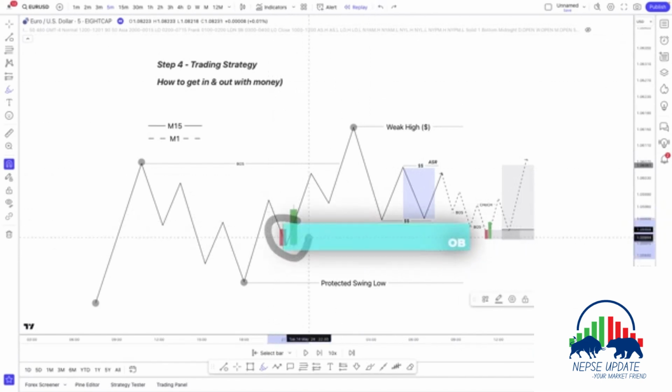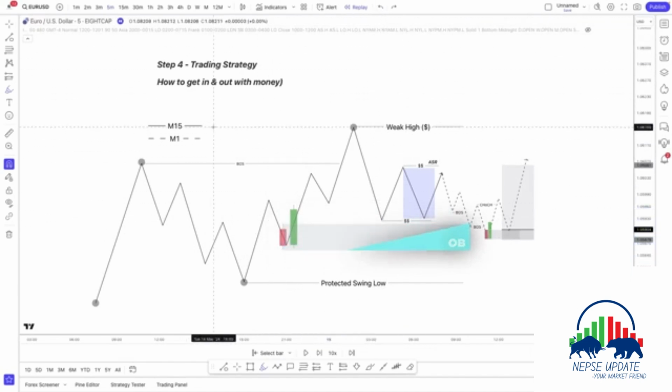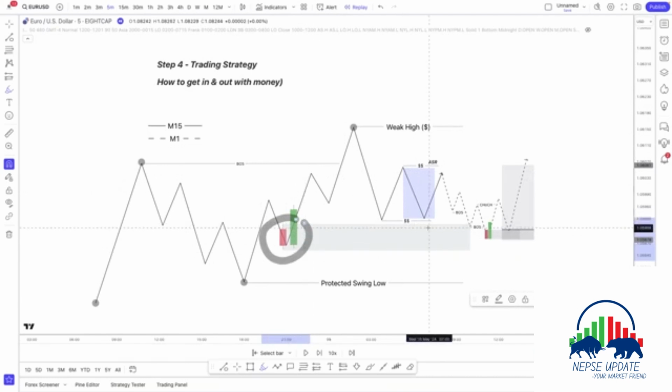The area in which we expect there to be a large amount of orders sitting inside of. So step number 1, we're bullish. Step number 2, we identified our liquidity. Step 3, we have our order block that sits right below that liquidity perfectly. And step number 4 is putting it all together.